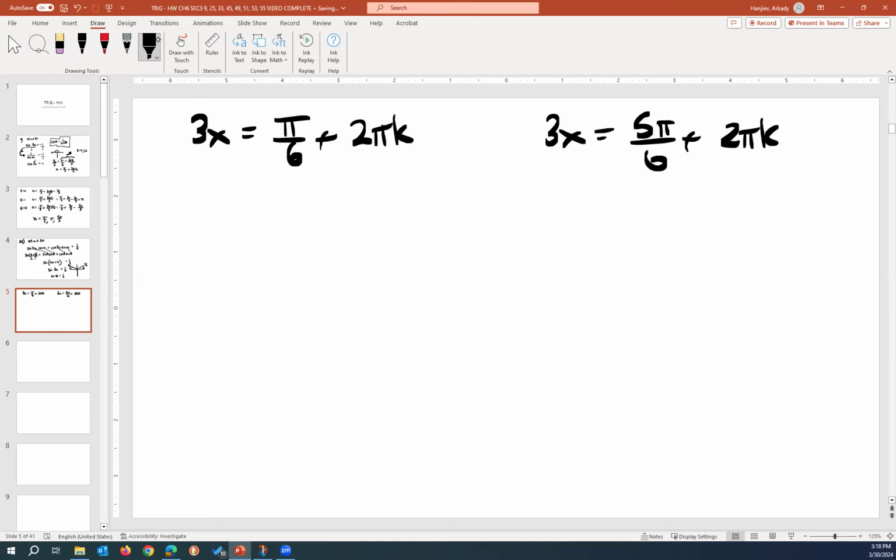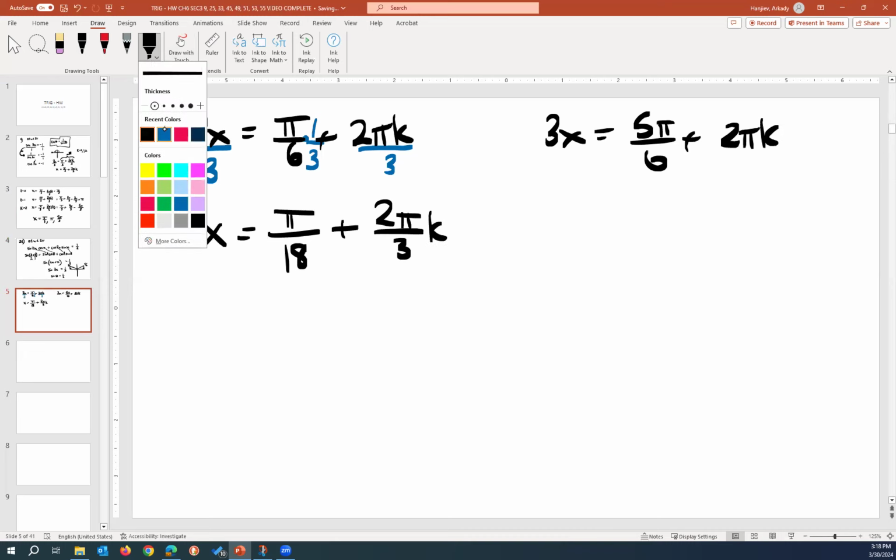Okay, so here it is. The fun part begins. We have to solve it for x. So we're going to divide by 3, but dividing by 3 is the same thing as multiplying by 1/3. You could multiply by 1/3 or divide by 3, right? So the x value here is pi over 18. Wow, that's not a value we know. Okay, plus 2 pi thirds k.